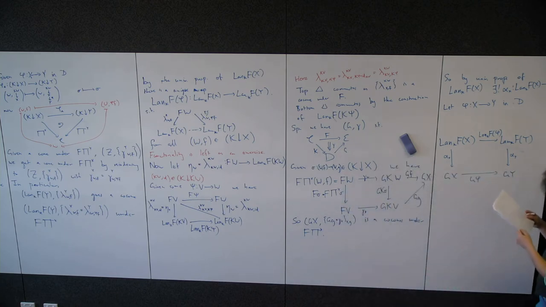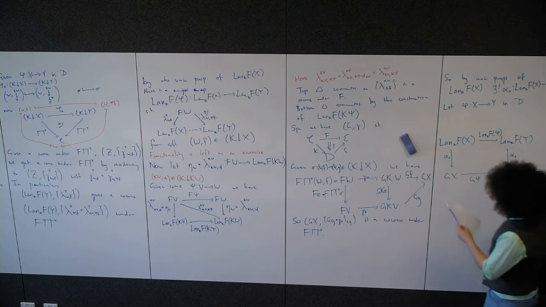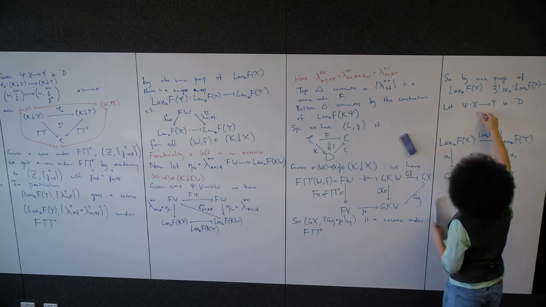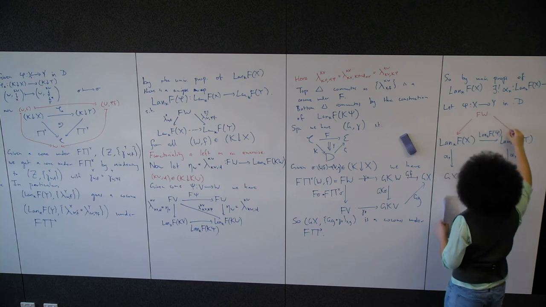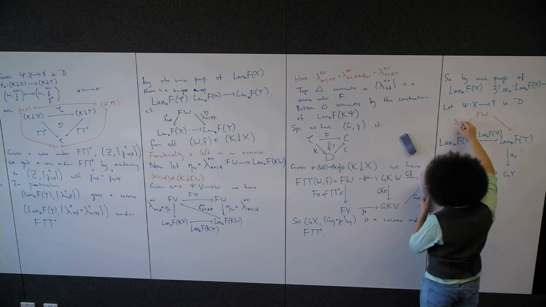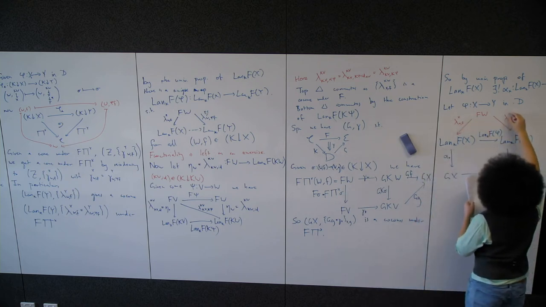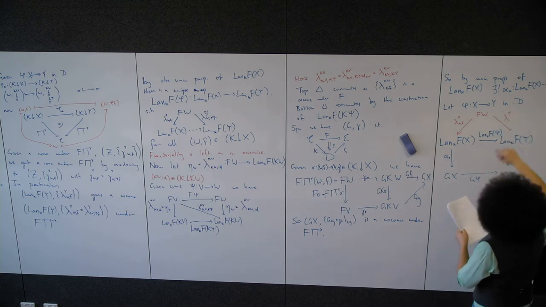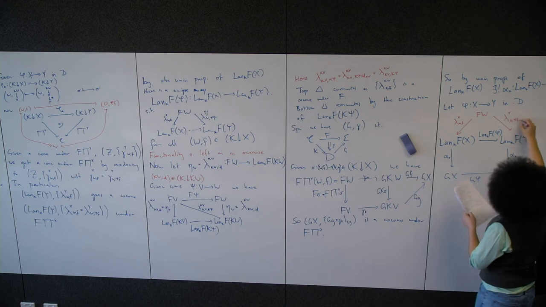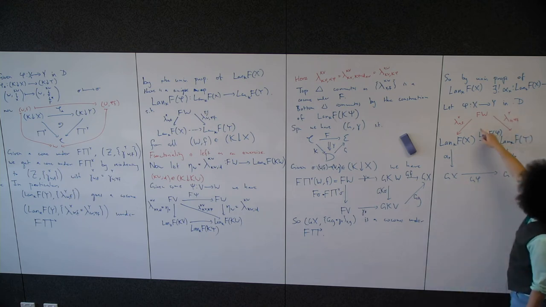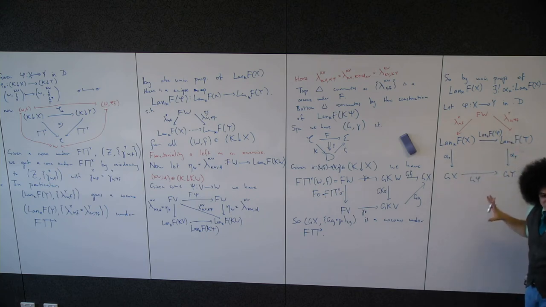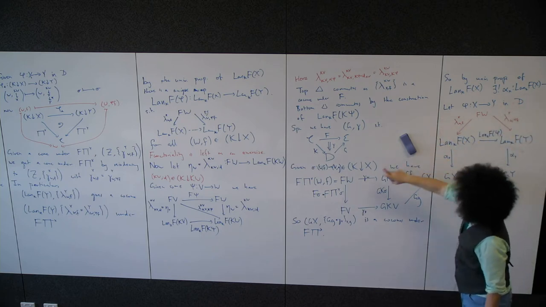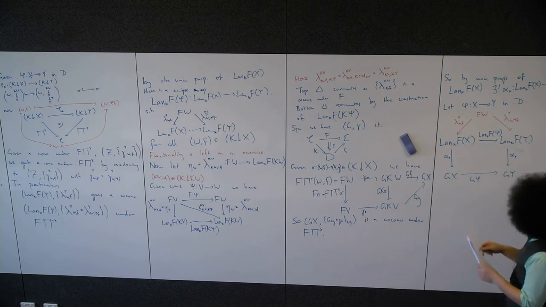Because this was defined as a map of cocones. So it suffices to show that the outside of this, so this was gamma x W F, and this was gamma y W. So it actually suffices to show that the outside of this commutes for all W F in the comma category over x. And that will show that this is natural.